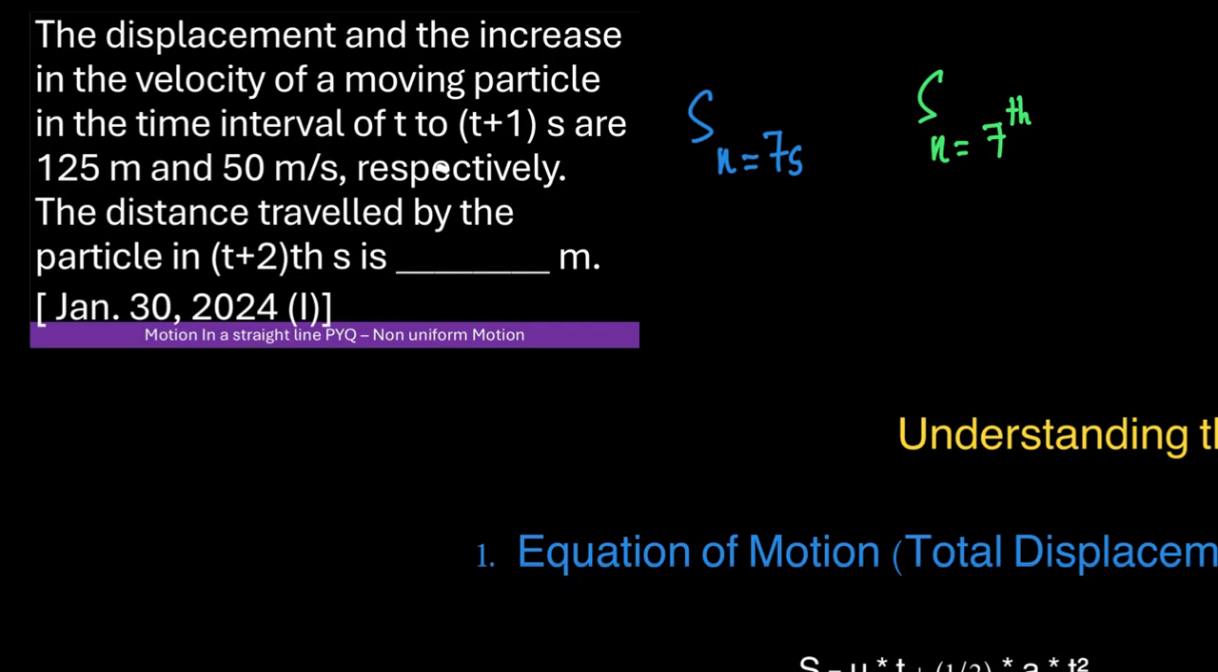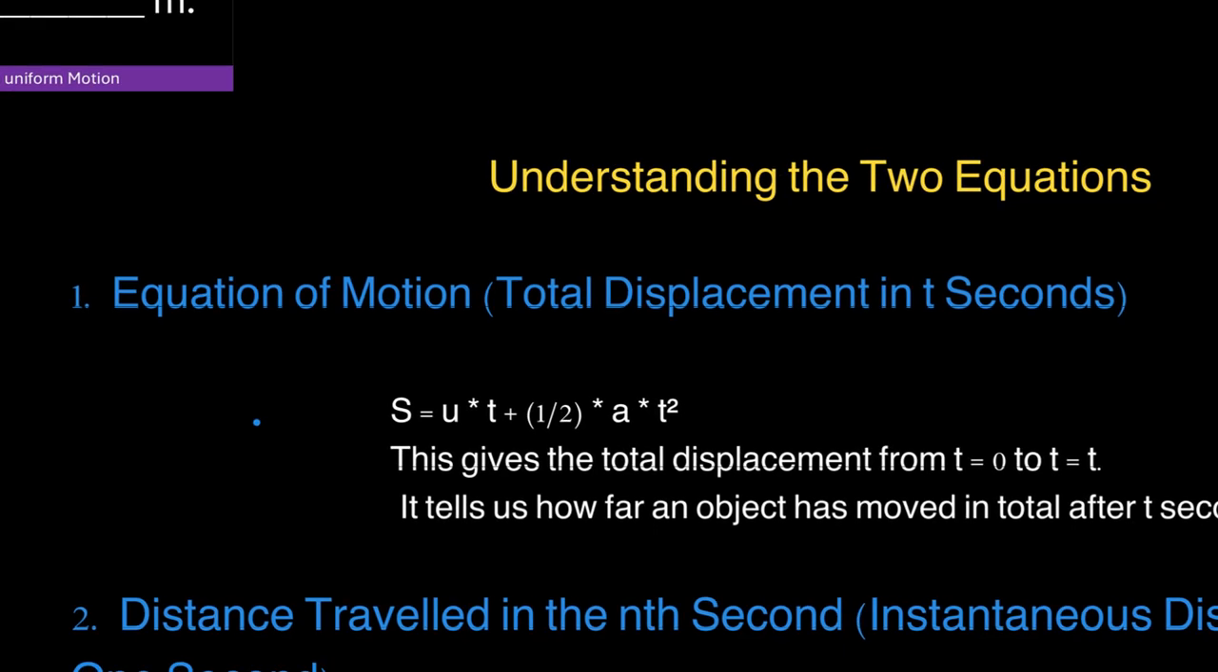So this question is basically asking you to differentiate between Sn is equal to 7 seconds, which is the distance traveled in 7 seconds, and the distance traveled in the 7th second. Okay. So let us spend some time in identifying the differences, and then we'll try to solve the question. Maybe we'll try to solve this question in three different parts.